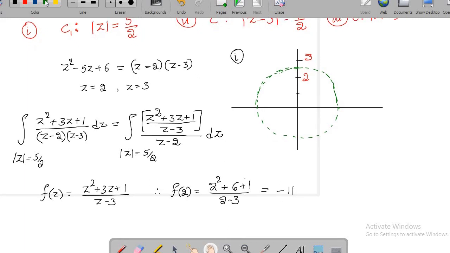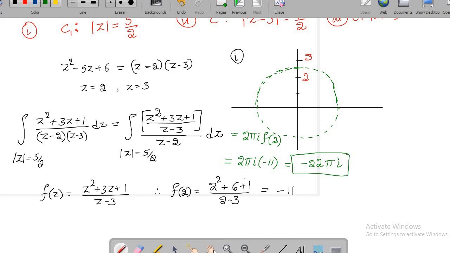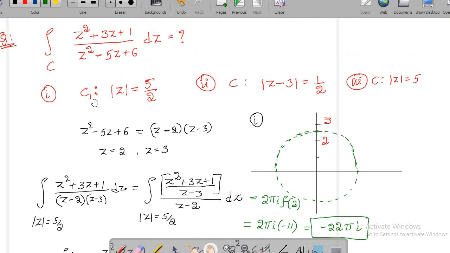Therefore, the answer to this problem will be equal to 2 pi i into f of z naught. f of z naught is f of 2, so the final answer is going to be 2 pi i into minus 11, therefore minus 22 pi i. This is the answer for the first one, the first curve.